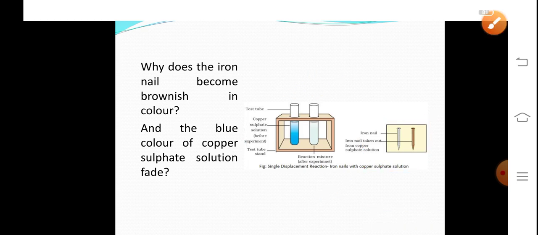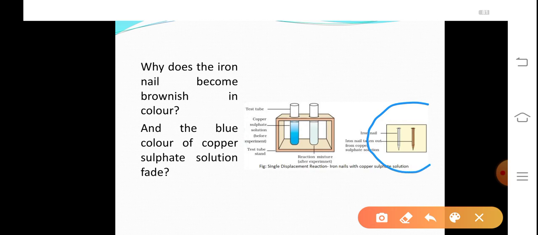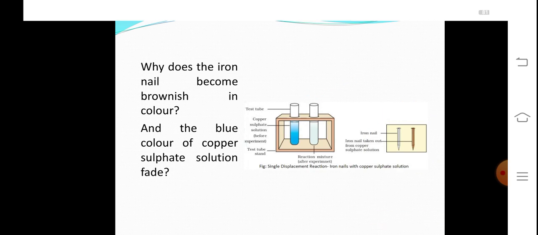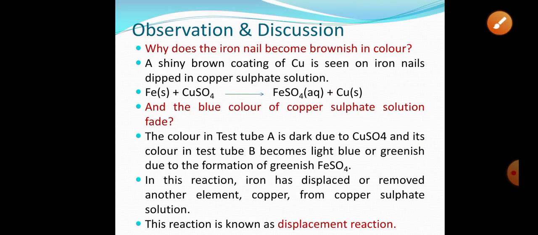So why does the iron nail become brownish in color? This is the first question. And the second question is, why does the blue color of the copper sulfate solution fade? So here you will get the answers to these questions.